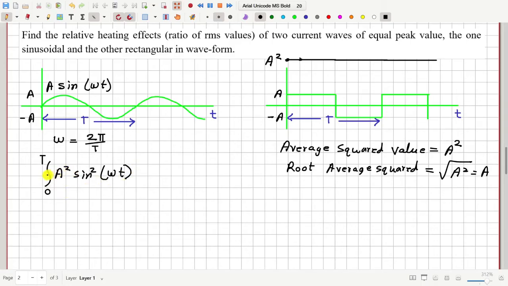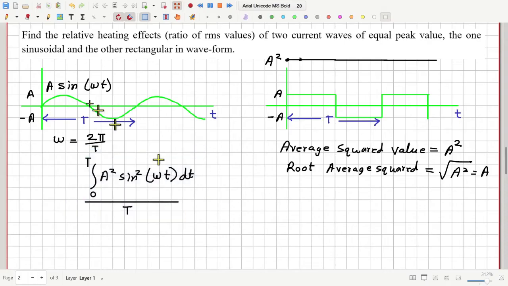So this is the total area under the square of this function over a complete cycle. If I divide this by capital T, then this will be the average of the squared value. Okay, dt I missed here. Yeah, so this is the average squared value.